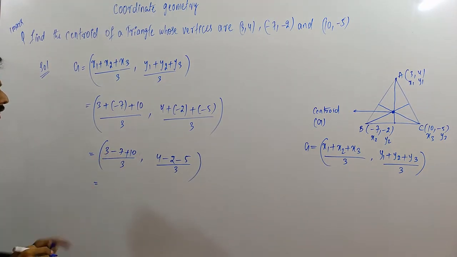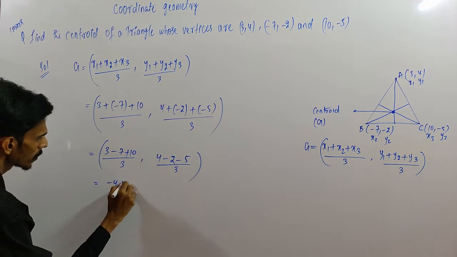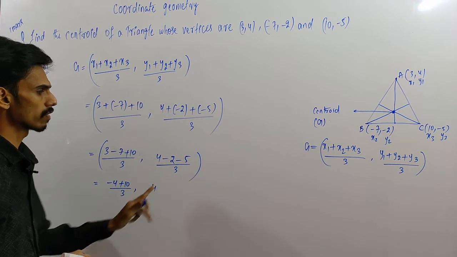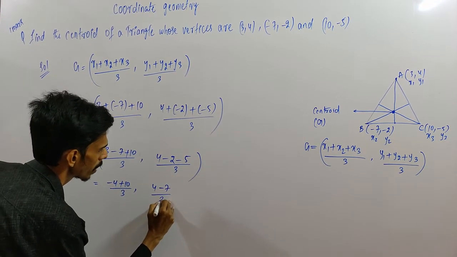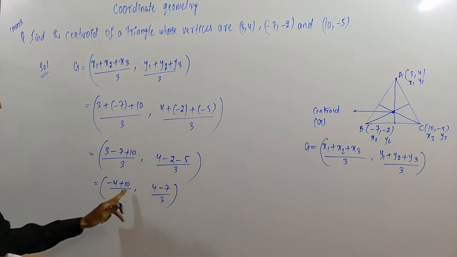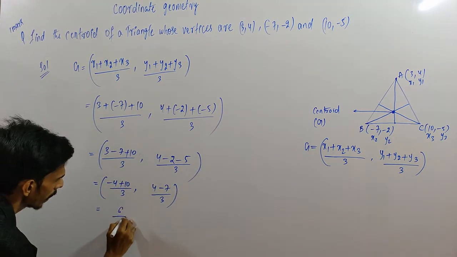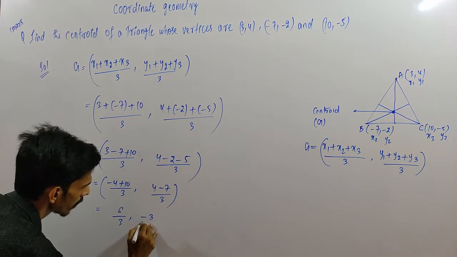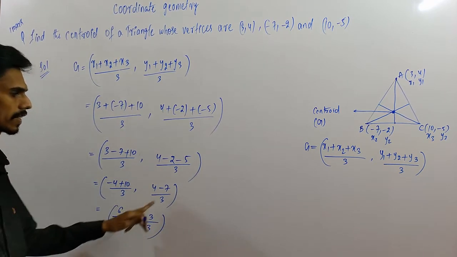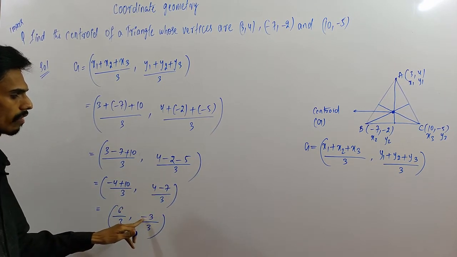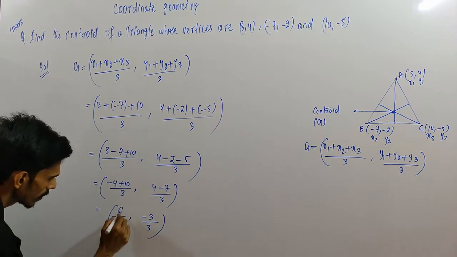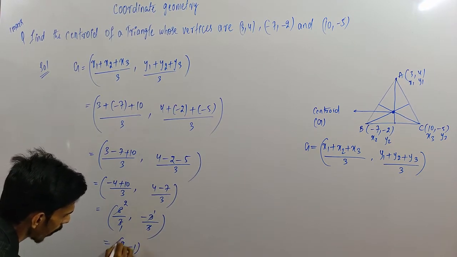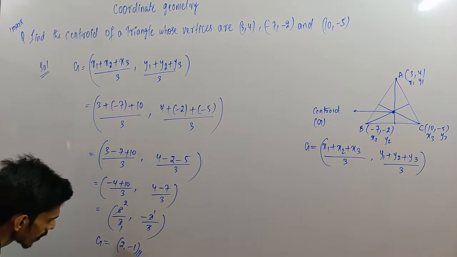Now we have 3 minus 7, which is -4, plus 10, divided by 3. Here we have 4, and these two are negative, so add these: we have -7 divided by 3. 10 minus 4 we have 6 by 3. We have 7 minus 4, so it will become -3 divided by 3. Here 7 has a minus sign, so we will have negative here. 3 ones are 3, 3 twos are 6, 3 ones are 3. So we have (2, -1). This is the answer for the centroid.